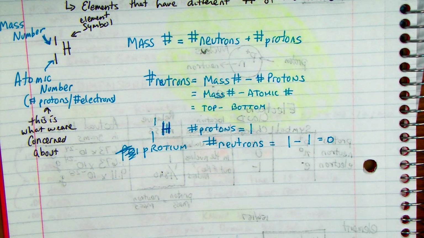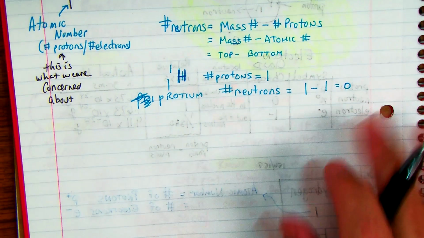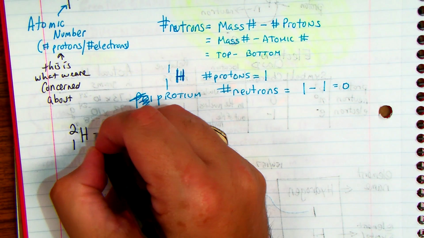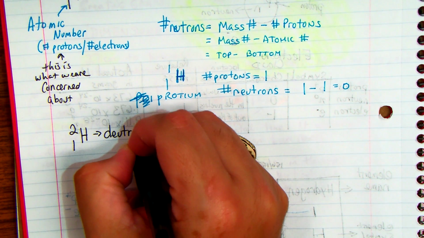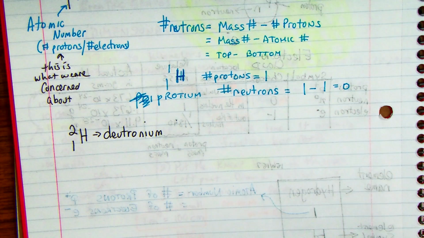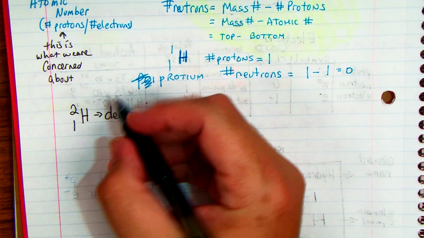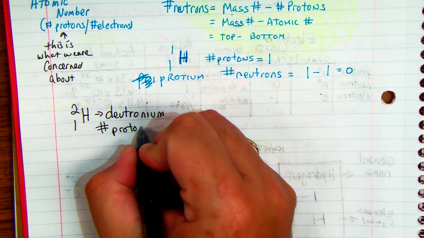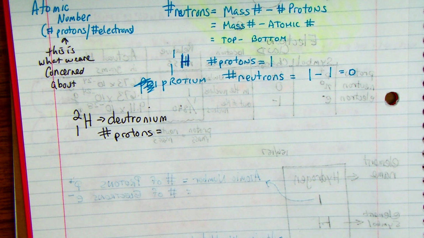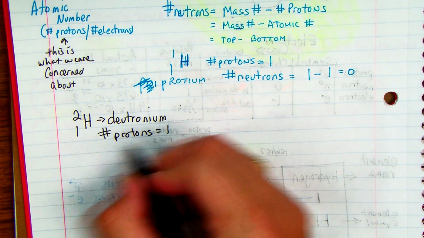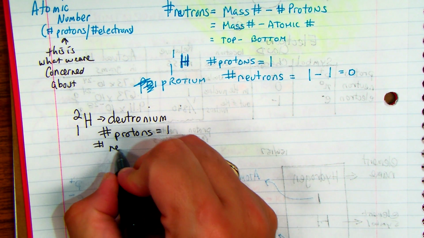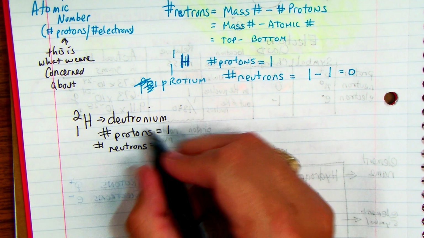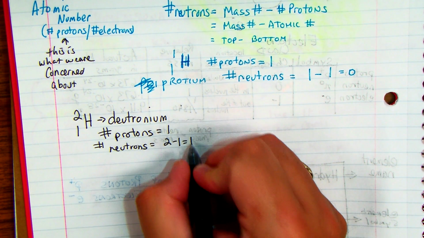Now the second one for hydrogen, which will look like this. 2, 1 with an H. This guy is called deuteronium. What's the number of protons? 1. Number of neutrons. Okay, how'd you get 1? 2 minus 1, which is 1. I want you to get into the habit of actually doing the math to get there.